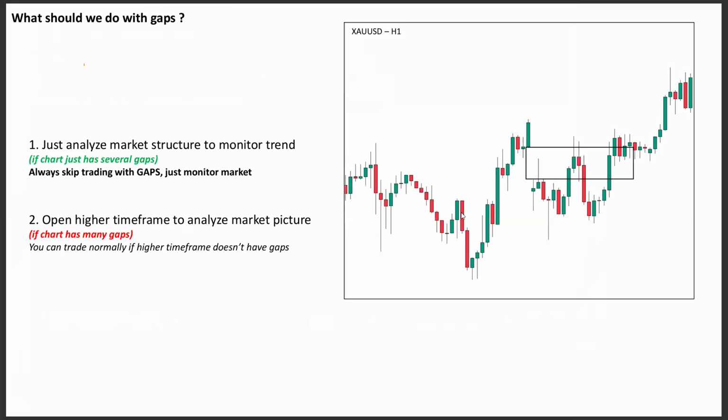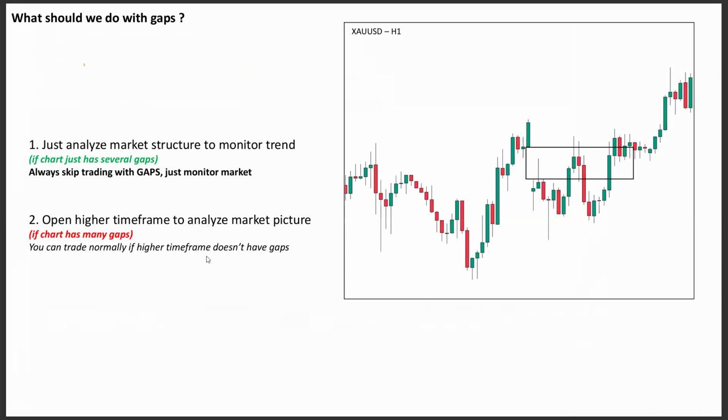Okay. Now, what should you do with a gap? If there's a gap in the market, you have to analyze market structure to monitor the trend. Okay. So if there's just a few gaps like this, just continue your market structure. Just assume that this gap is a Marabozu candle. Assume that it is a big candle, this gap, and continue trading.